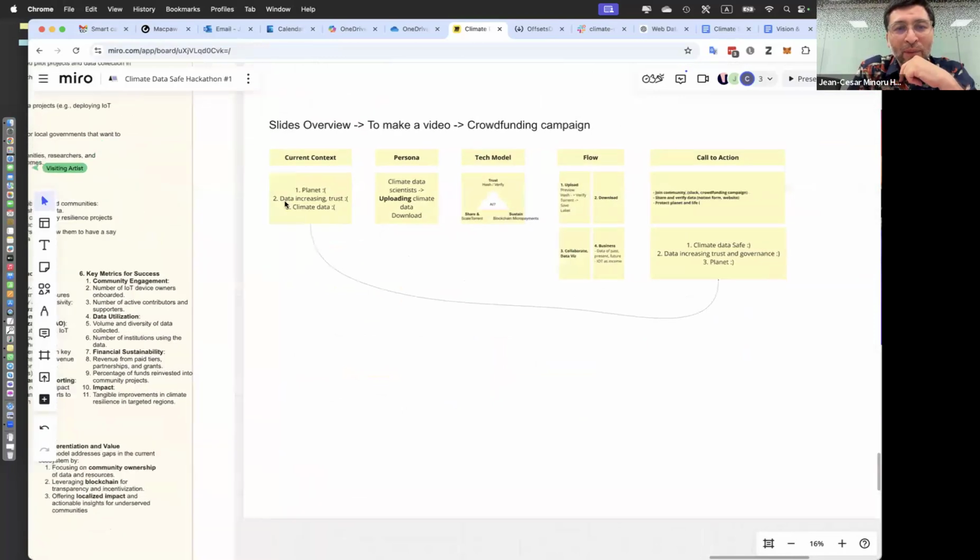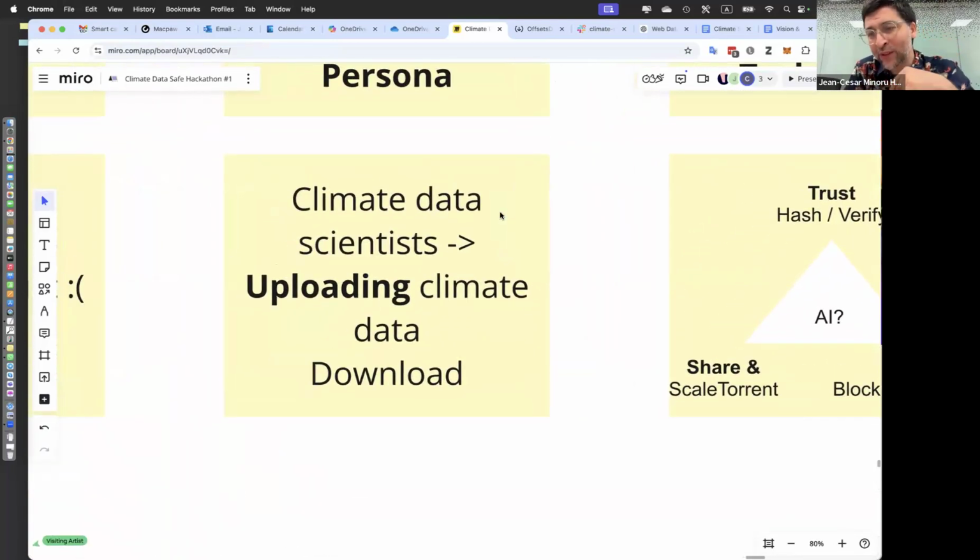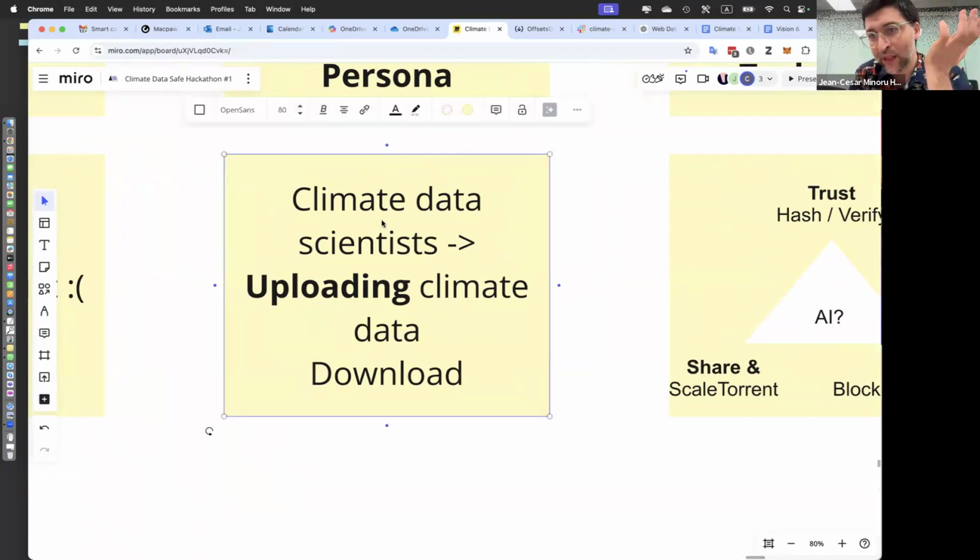So I think what we need is, in the next meeting that we have, like what we have today, in the next hackathon, we should get a lot of climate data scientists. So far, we are amongst ourselves. We need people from NASA, EPA, NOAA to come and say, we have data sets that we want to save. Okay.